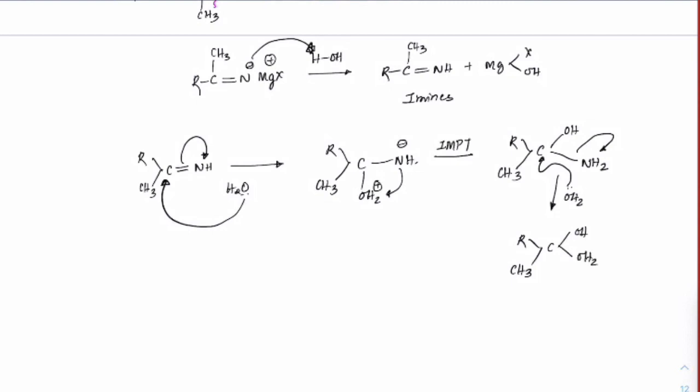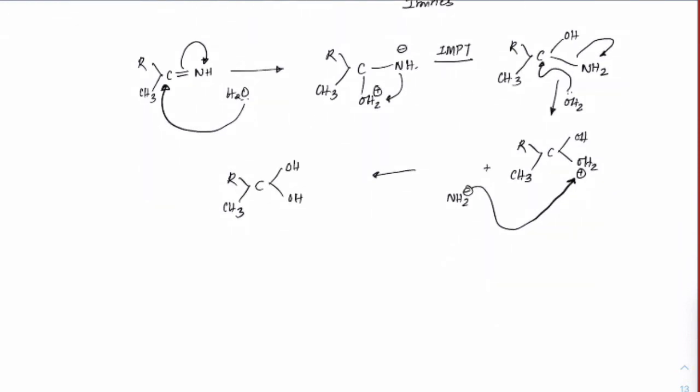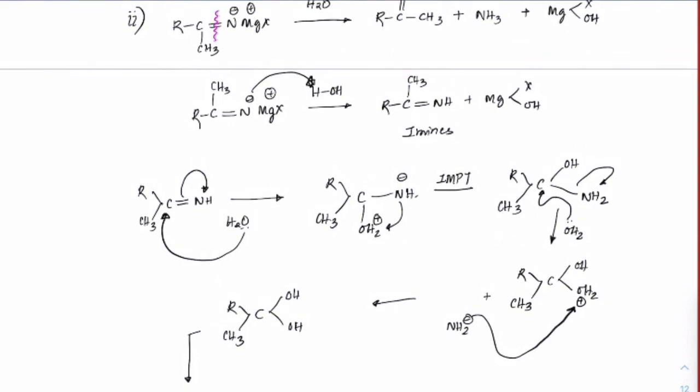OH and OH2 plus, NH2 minus, which will extract the proton from here and it will become CH3 C OH and OH, and these two OH groups on that carbon will become double bond O. So that's how it would become a ketone.